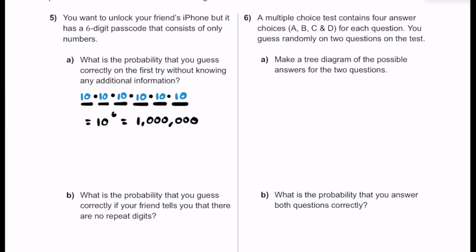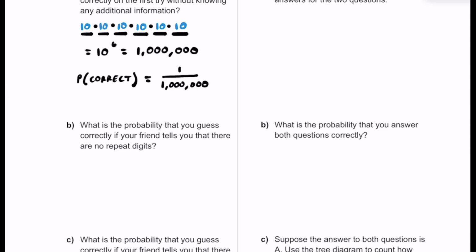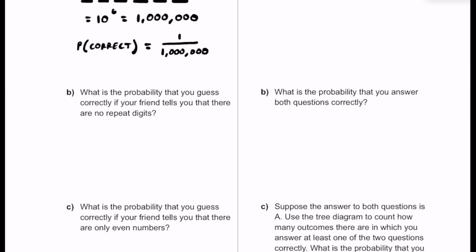But it says, what's the probability that you guess correctly? So the probability of being correct, remember that capital P, and then the event that's happening, on your first try, if you don't know any additional information, is going to be 1 in 1,000,000. All right, so that's the first part, but let's start over in part B. It says, what's the probability that you can guess correctly if you had some additional information? You're told that there are no repeat digits. So here are the 6 spots, 1, 2, 3, 4, 5, and 6.